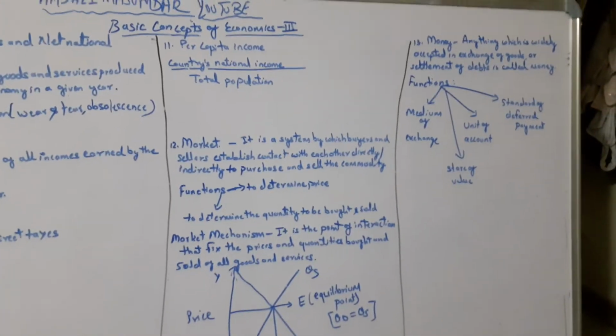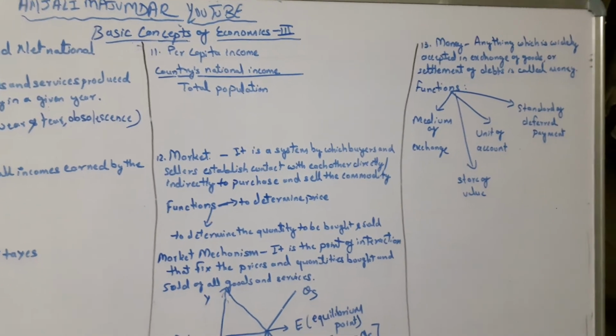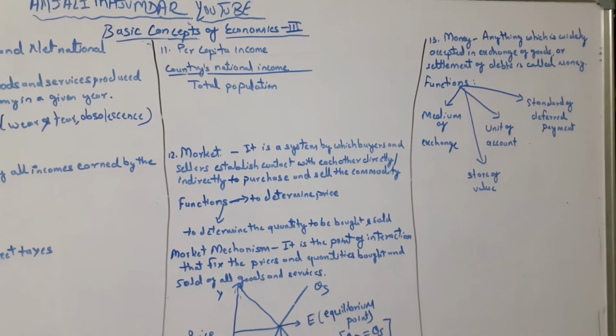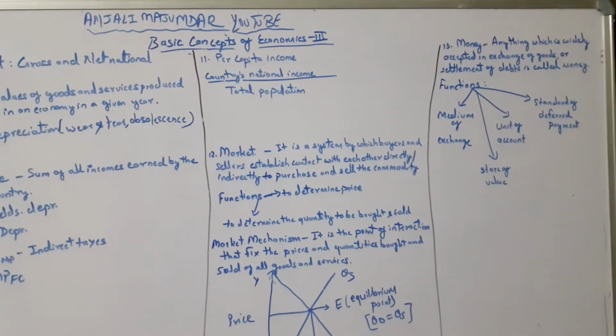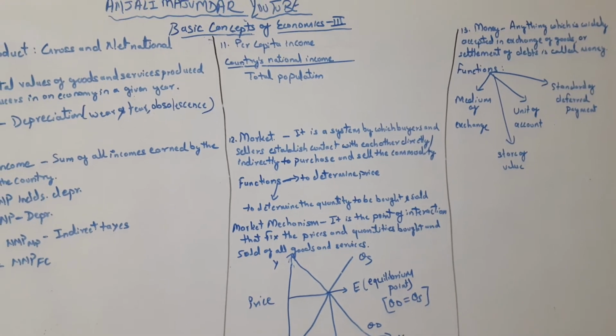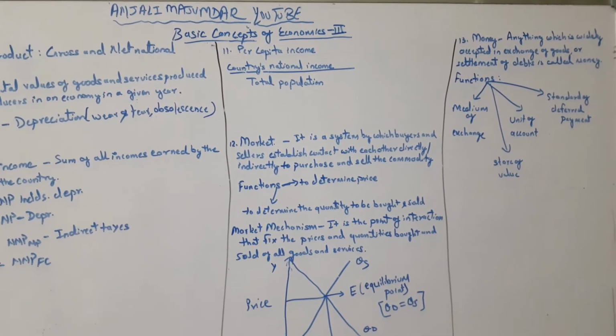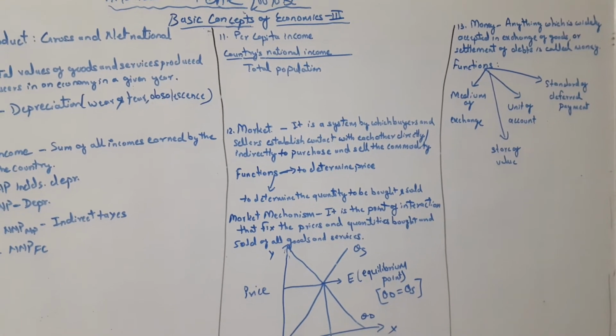Then the next is money, which is again important. Money means anything which is widely accepted as a medium of exchange of goods or for settlement of debt. So money is a universally accepted or legally accepted legal tender which is produced in order to exchange goods or settle any debts.